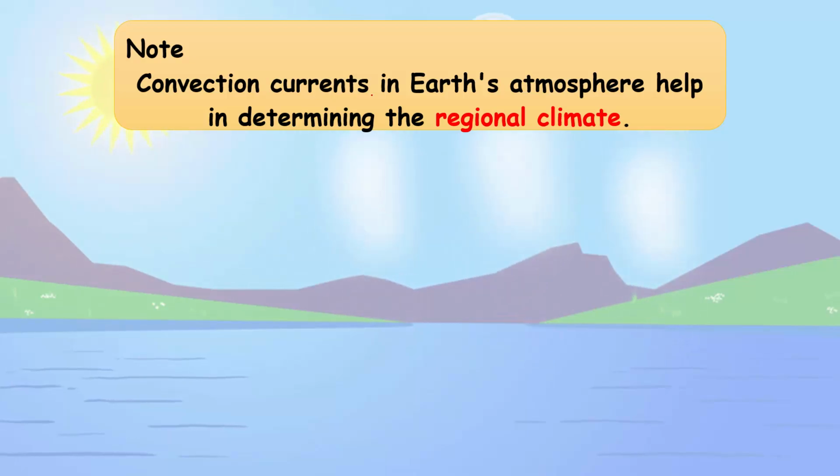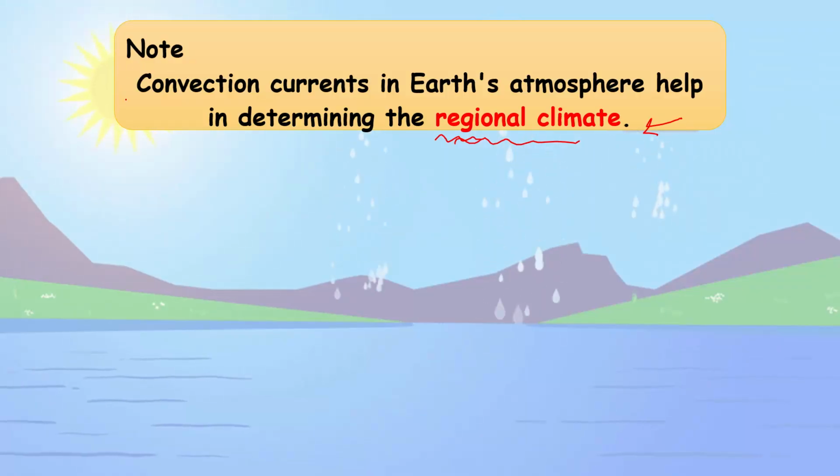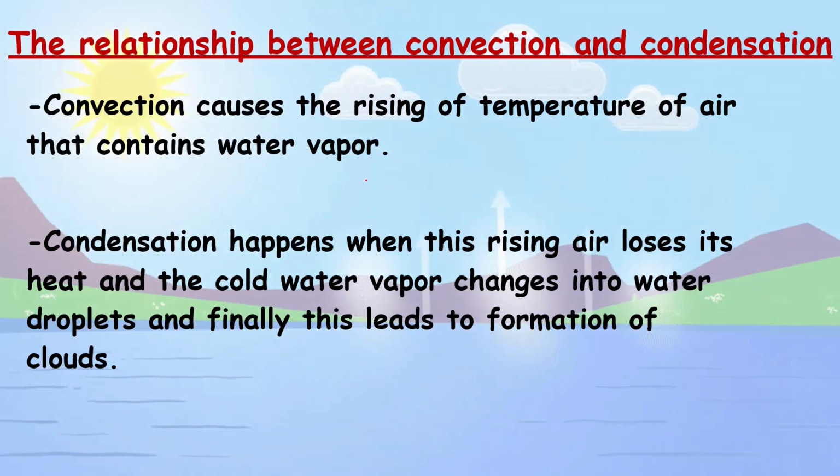So convection currents in the Earth's atmosphere help to determine regional climate. Regional climate means the climate conditions in a specific region. Egypt, for example, is a region, so we have a regional climate. The climate conditions in our region depend on the convection current.